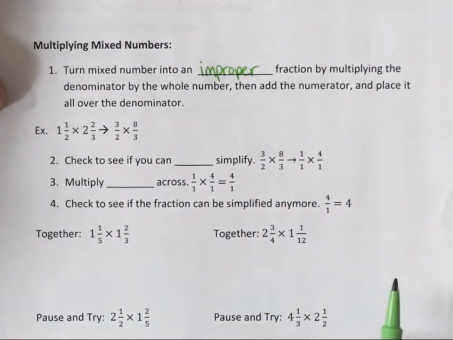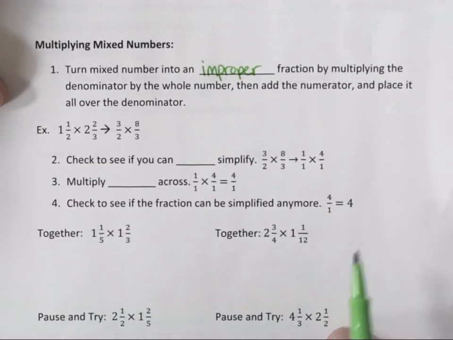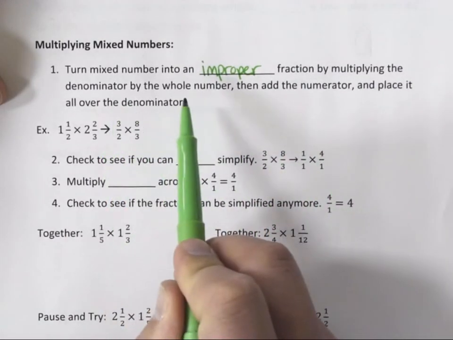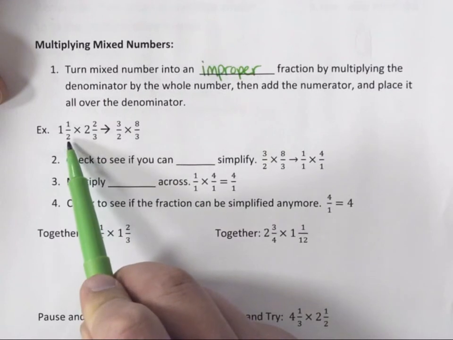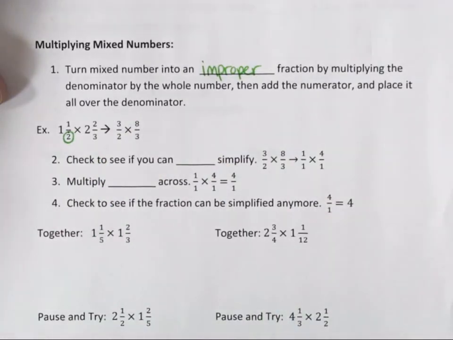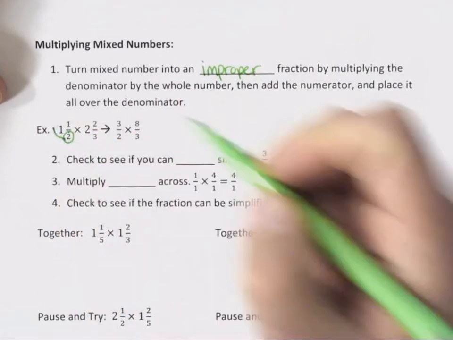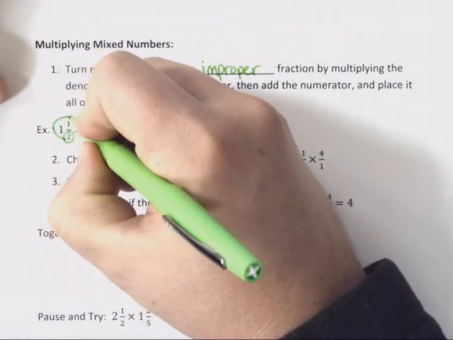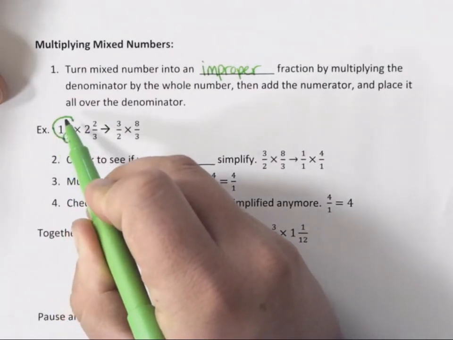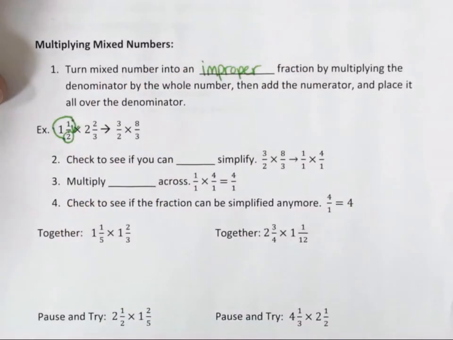Okay, so what does all that mean? That's a lot of big words. Let's first talk about it. Okay, it says we are first going to multiply the denominator by the whole number. Well, the bottom number is the denominator, so I'm going to circle it as a reminder. Okay, that's where I'm going to start. And I'm going to multiply the denominator times the whole number, and then we're going to add the numerator and then place it all over top of the denominator.